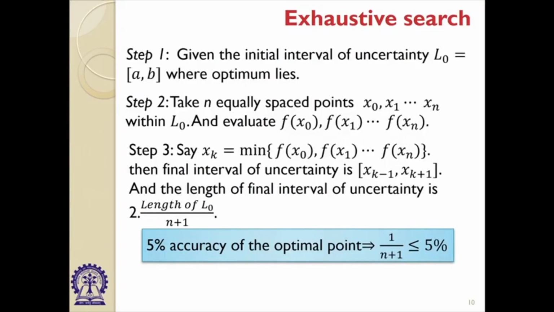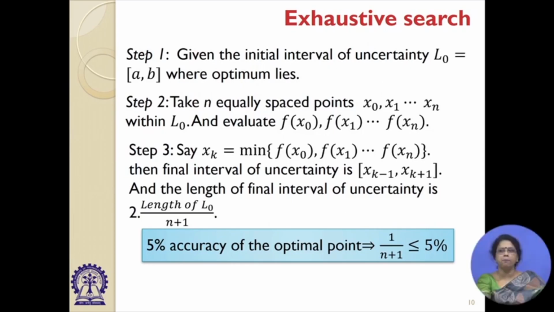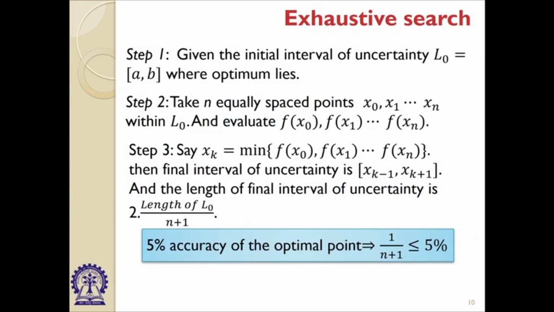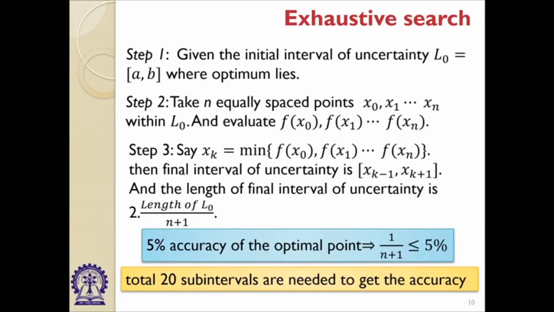And even the beauty of this methodology is that if I want the approximation to be within 5% of the accurate value, I do not know what the accurate value is, but to have 5% accuracy, it is very much dependent on n, because 5% accuracy gives you this inequality, 1 by (n plus 1) must be less than 5%. From there we could guess that the value of n must be more than 20. That is why, for getting 5% accuracy, we should have 20 subintervals.